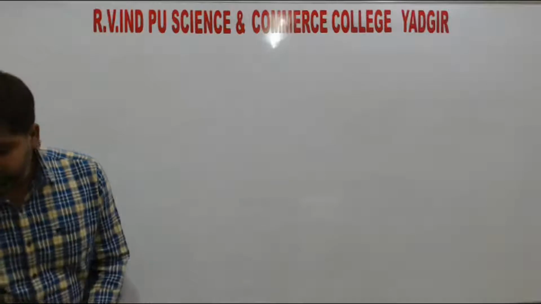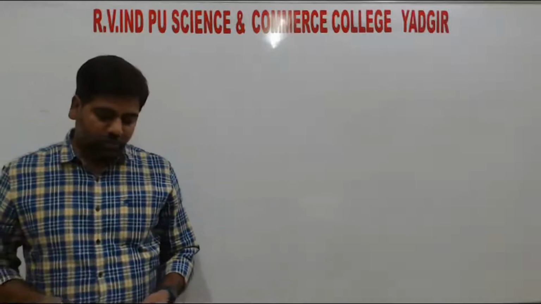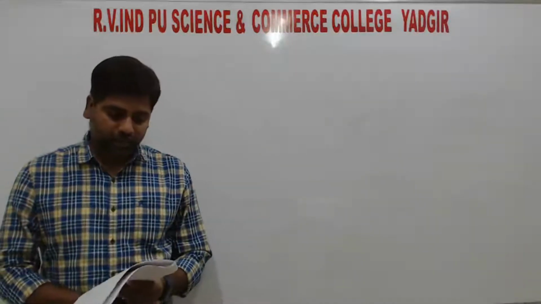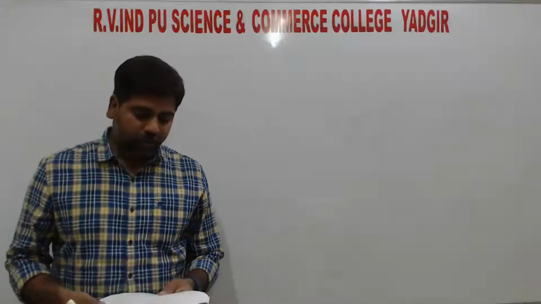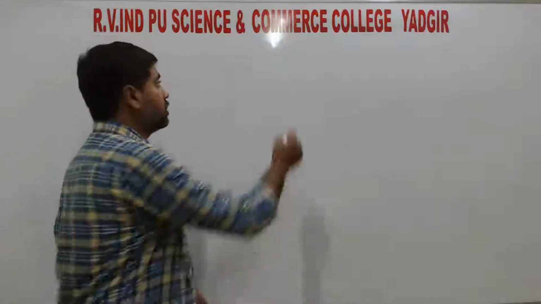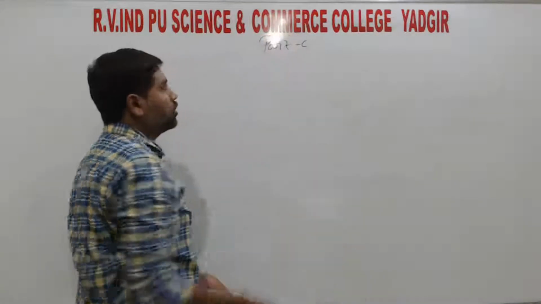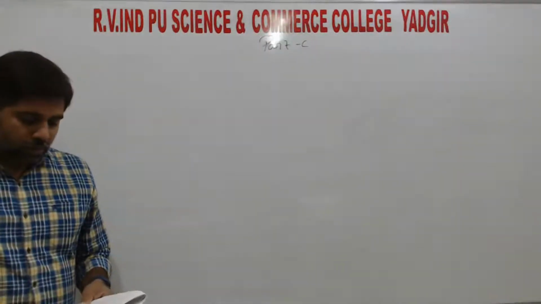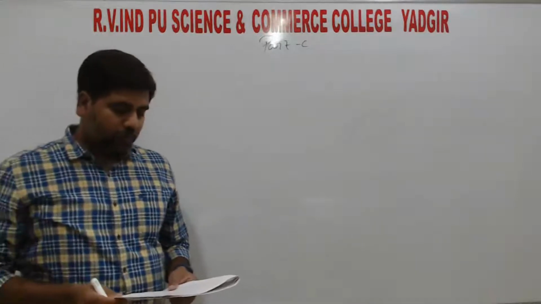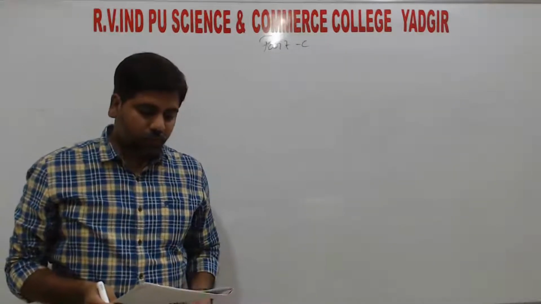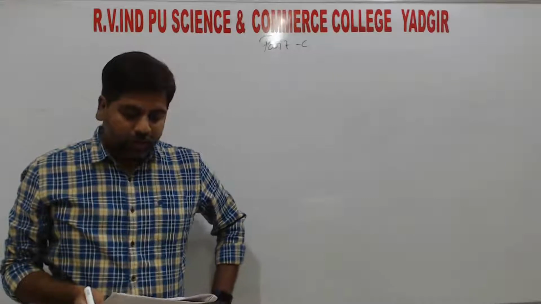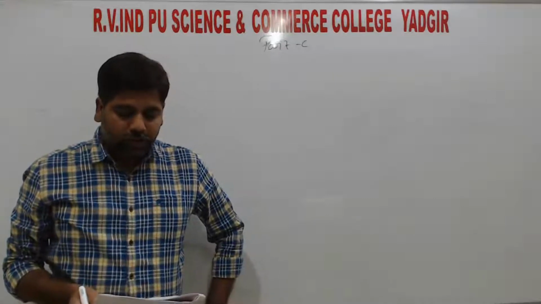In the last class, we discussed the 3 marks questions, that is part C, and completed up to 3 questions. So today, we start with the fourth question: derive the expression for potential energy.